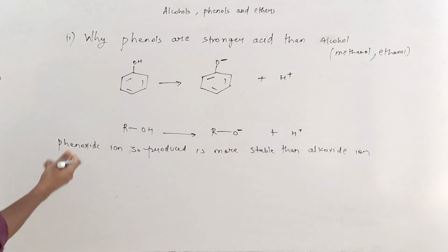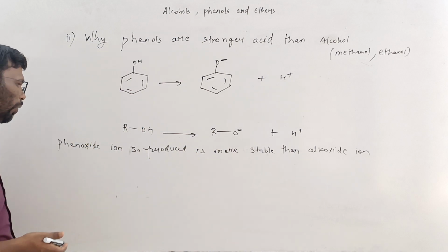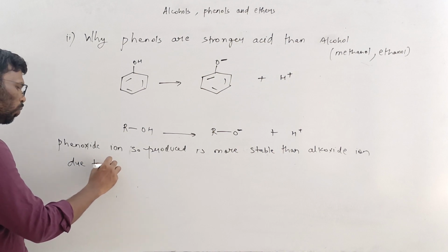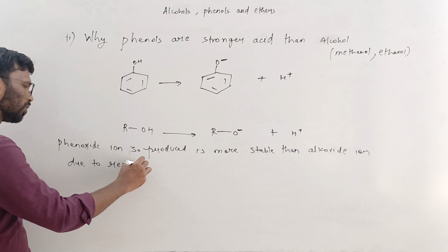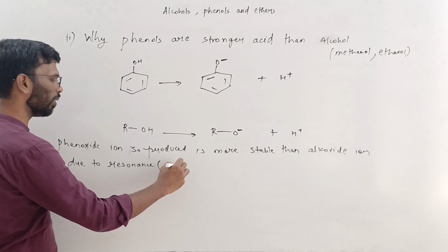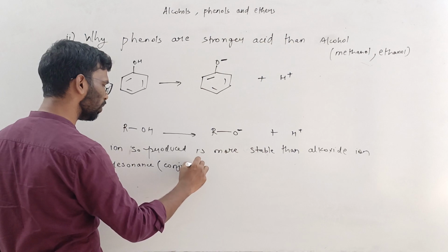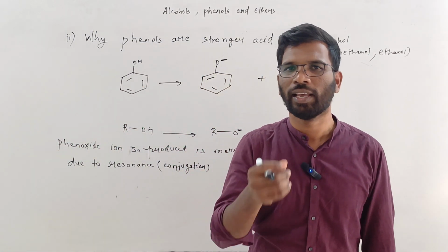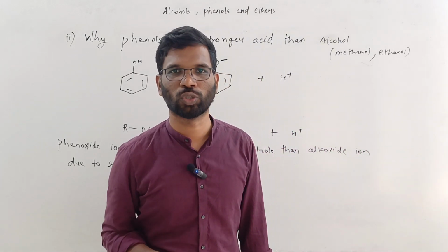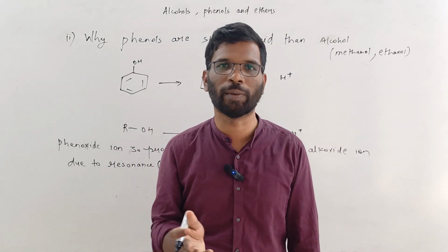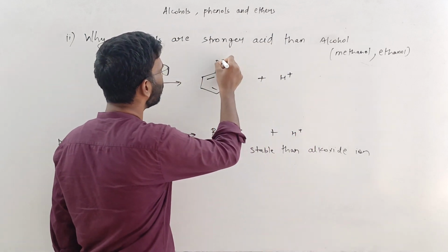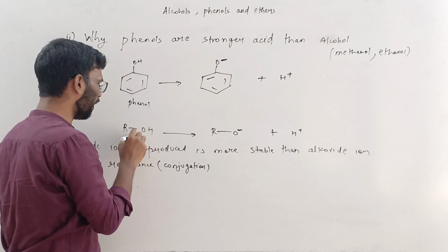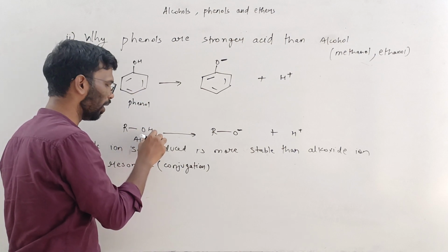The phenoxide ion so produced is more stable than the alkoxide ion due to resonance, or in bracket you can write conjugation. So any intermediate, whether it is a carbocation, carbanion or free radical, if it is getting stabilized by resonance, it is the most stable intermediate. So over here this is the intermediate which is most stable. Therefore phenols are more acidic than alcohol.